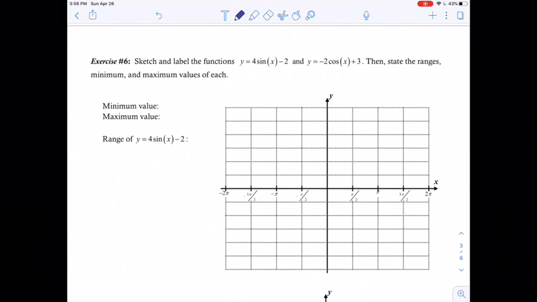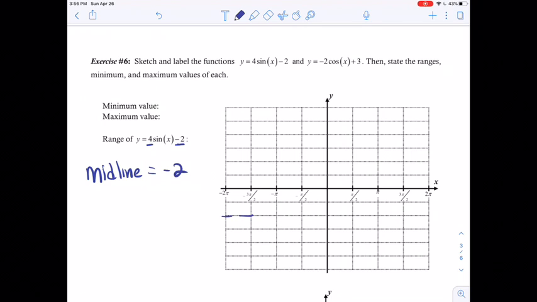Exercise 6. Sketch and label the functions 4 sine x minus 2 and -3 cosine x plus 3. Then state the ranges, minimum, and maximum values of each. All right. So when I look at this, I know my amplitude is 4, and I know that I need to move down 2 units to get to my new midline. So my midline is going to be at -2.